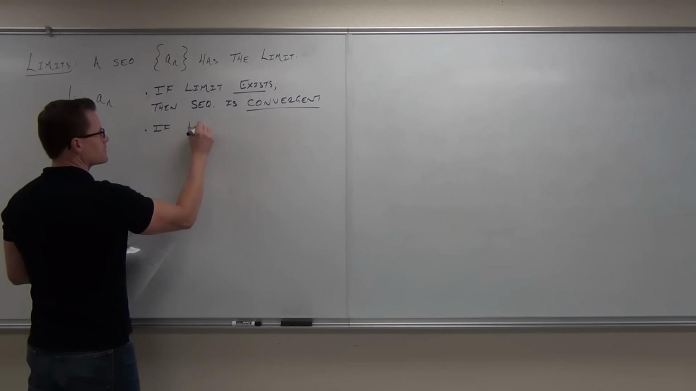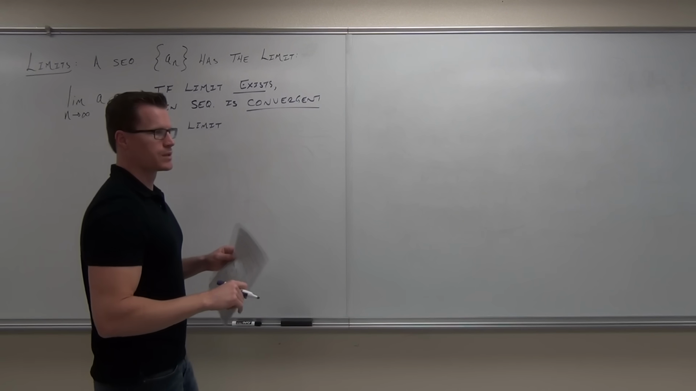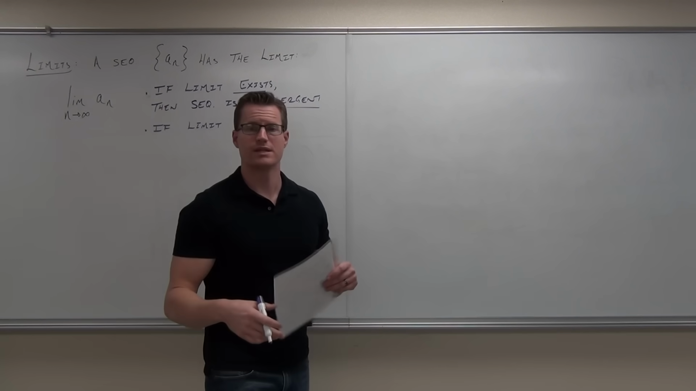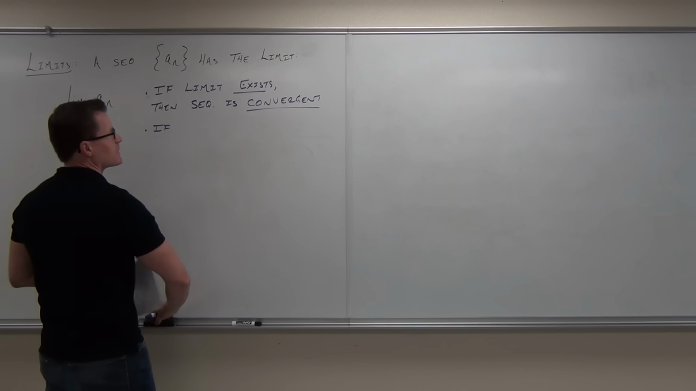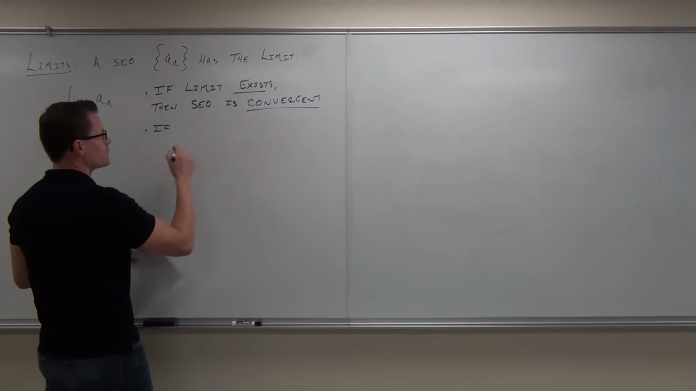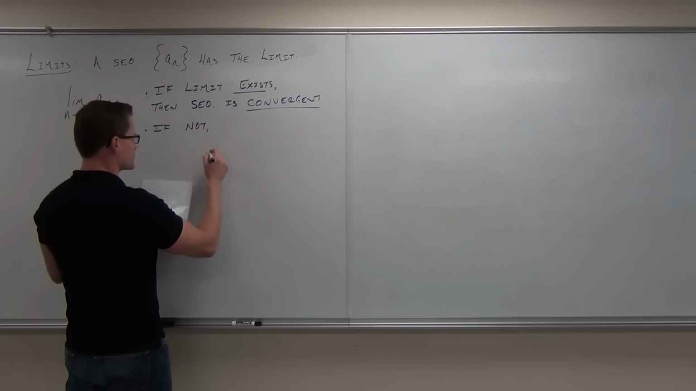If the limit does not exist, so it does not exist or is infinity. So if not, I'll say it this way: if the limit does not exist to some number, if it's infinity or negative infinity, so if not, then the sequence is divergent.